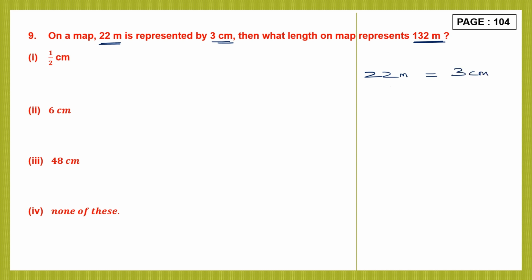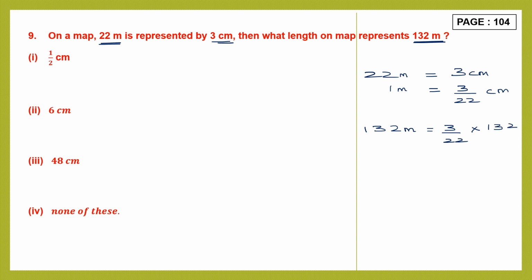So 22 meters is represented by 3 centimeters. So if I have to represent only 1 meter, I will have to use 3 by 22 centimeters. Did you understand this? 22 meters is equal to 3 centimeters, so 1 meter is equal to this divided by this, so 3 by 22. If 1 meter is 3 by 22, then how much is 132 meters? 132 meters will be 3 by 22 into 132.